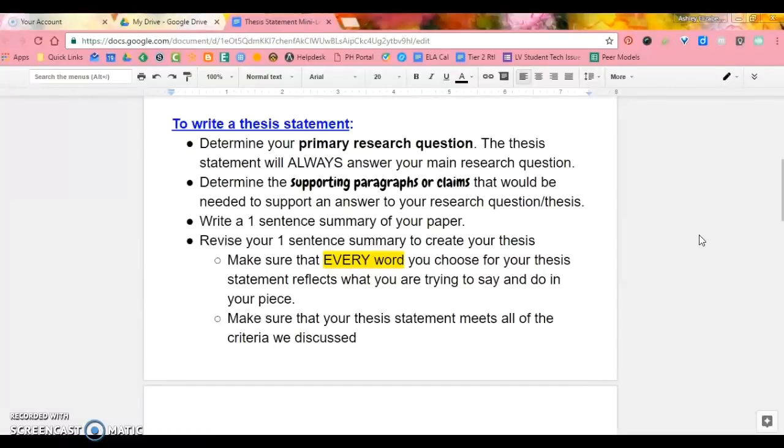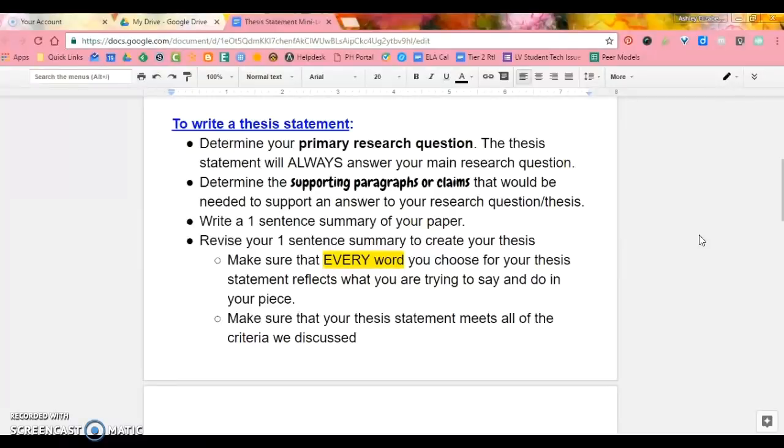The reason that I want you to think about this is because a lot of times we think we have a great thesis statement and then we realize we have no idea what we're going to write to try and support that. So you've got to make sure that you know in the back of your mind, okay, if this is my thesis statement, what are the 2 or 3 or 4 or maybe 10 paragraphs or supporting claims that I would need to be able to prove that my answer to my research question, my thesis statement, is true.